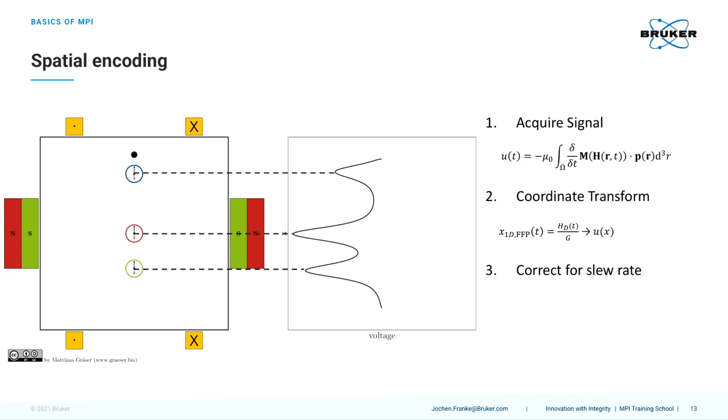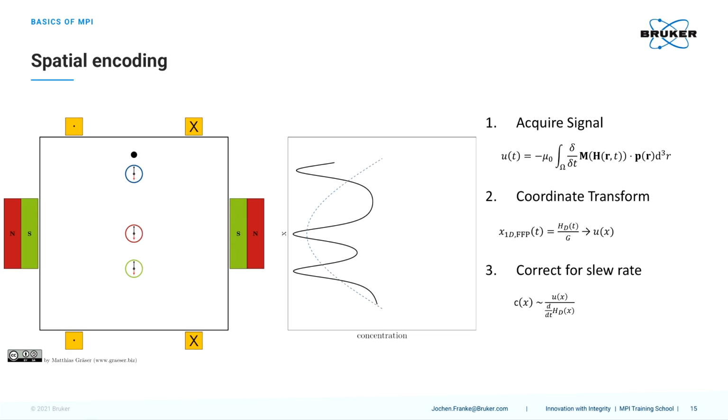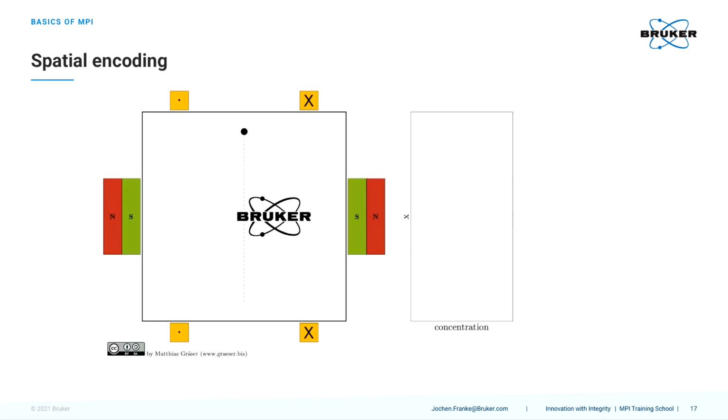These 3 points are expected to have the same concentration, and therefore they are expected to have the same amplitude of the voltage, which they don't, right? So by correcting for the slew rate of the drive field, we can adapt the signal intensity accordingly to make MPI again quantitative. And last but not least, we transform this induced and corrected signal into grayscale to be in the image domain. So this is just a single line scan.